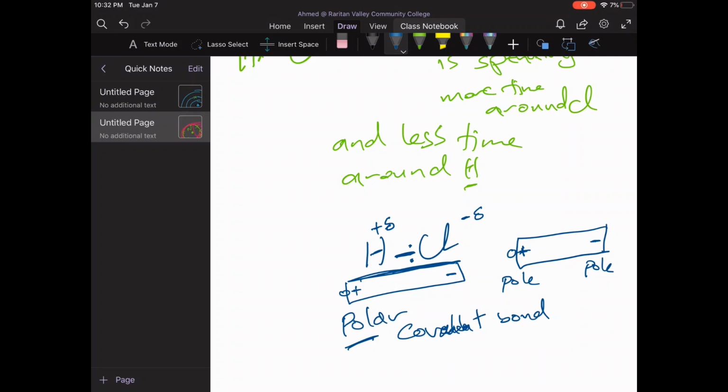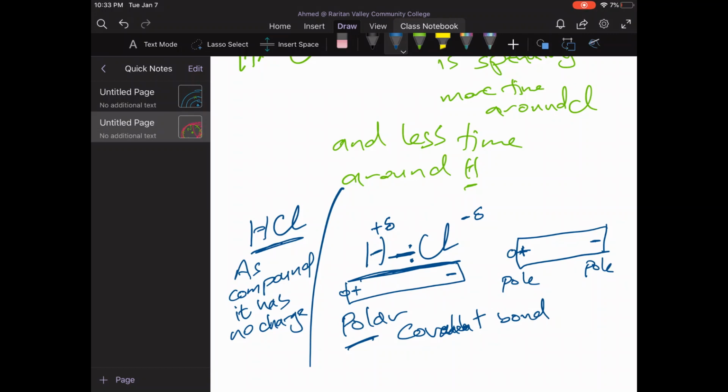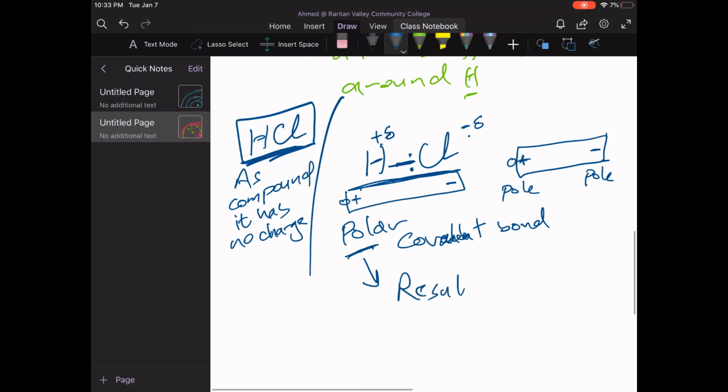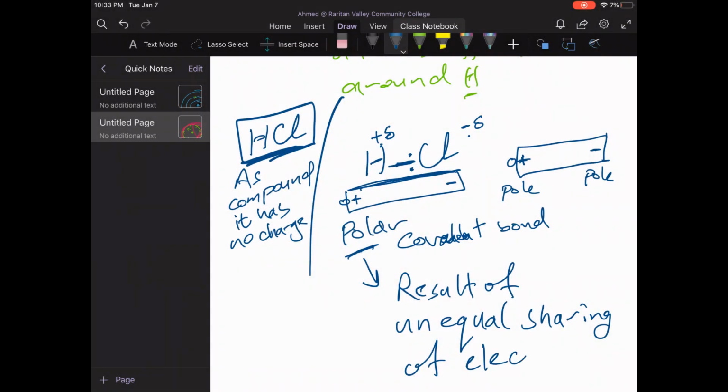The pair of electrons is spending more time around the chlorine, less time around the hydrogen. However, HCl as a compound has no charge. Only when we are looking at the details of it, we will see the slight positive and slight negative. But as a unit, as HCl, it has no charge. Okay, so this is the polar covalent bond. A polar covalent bond is a result of unequal sharing of electrons.